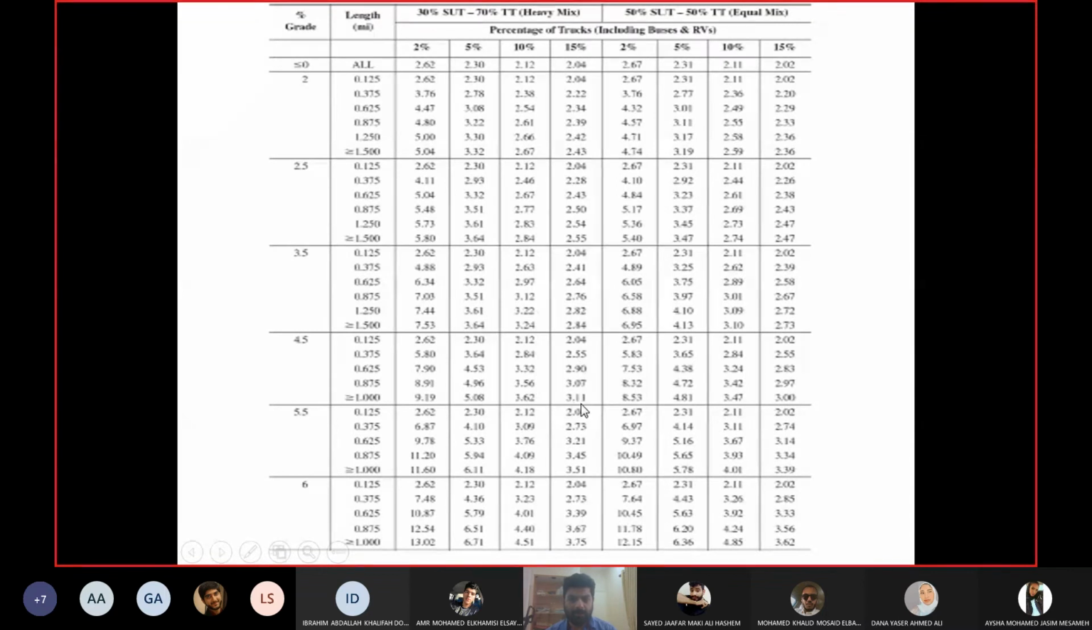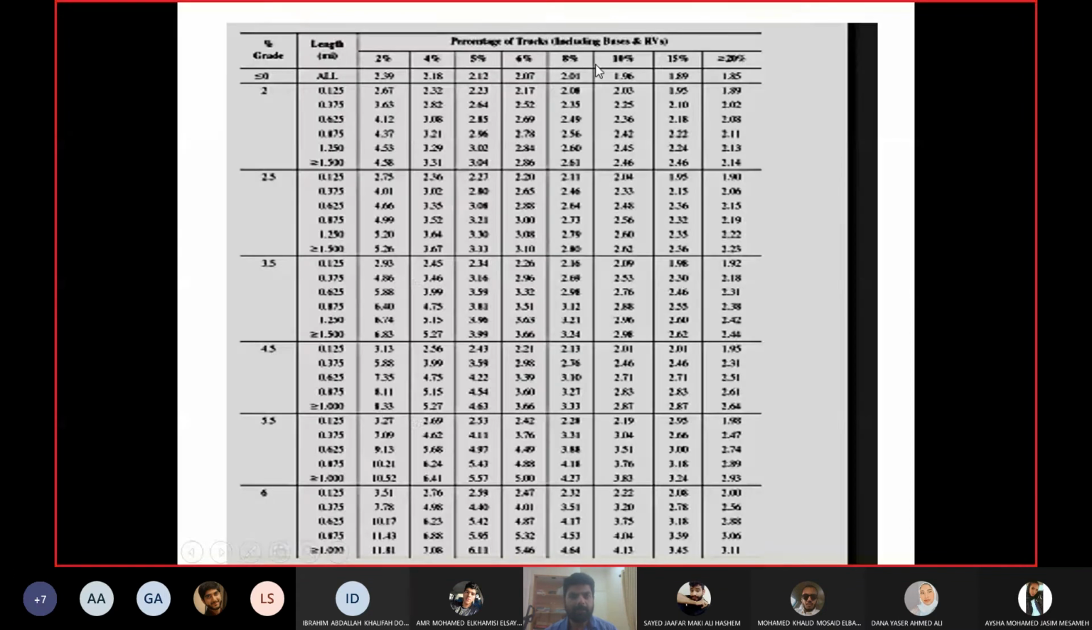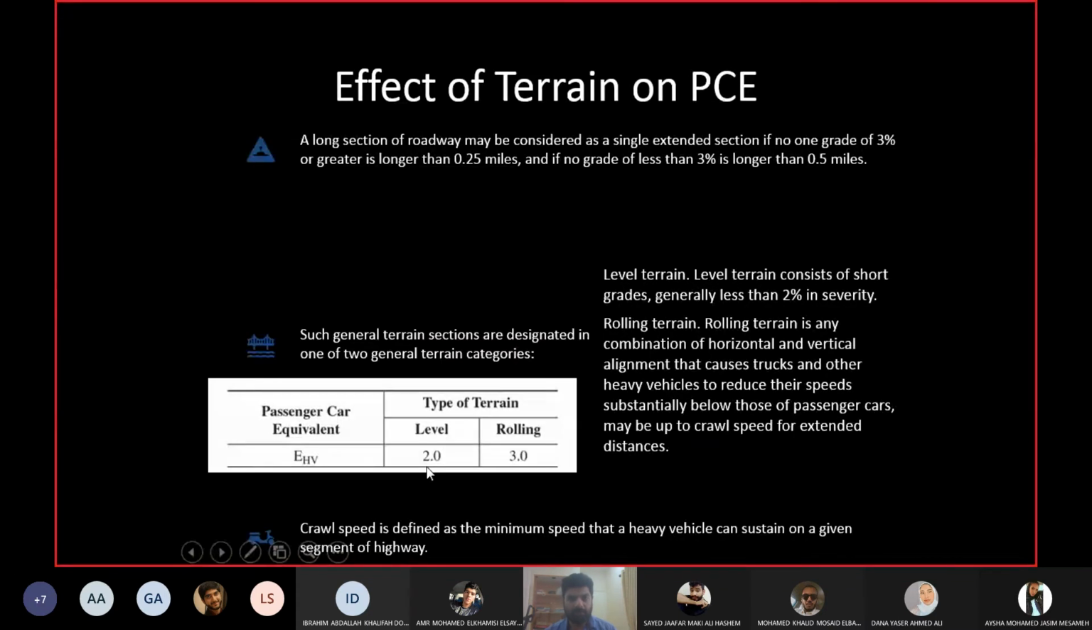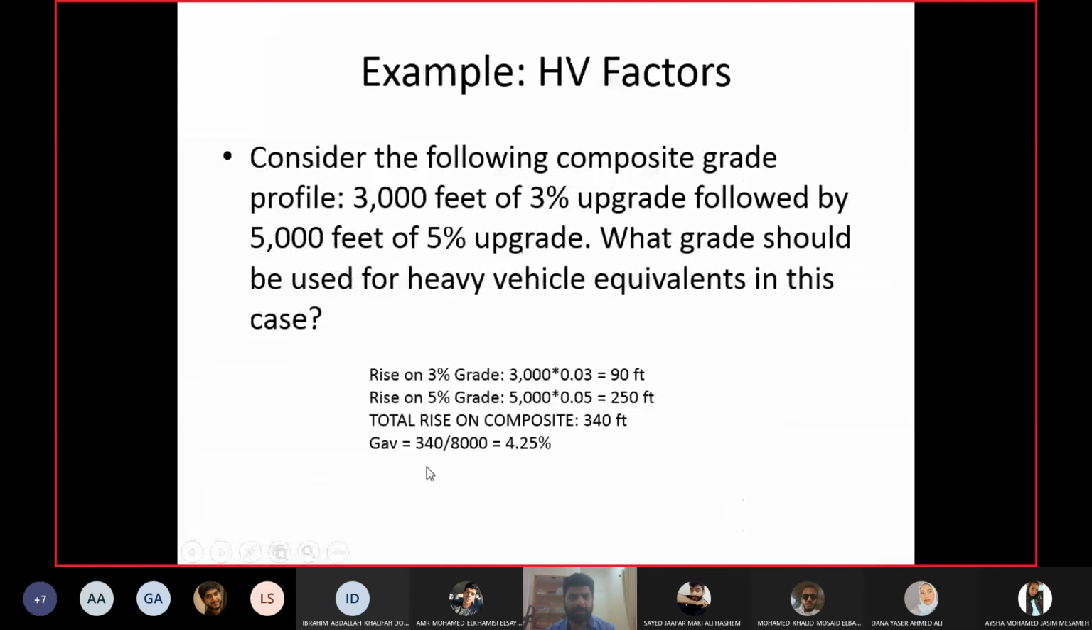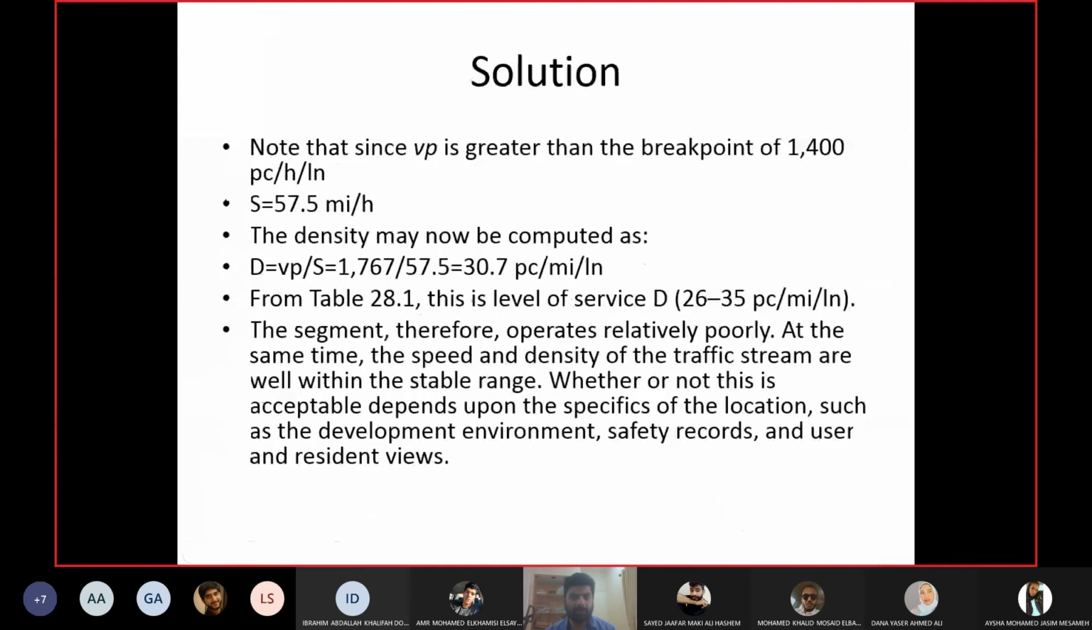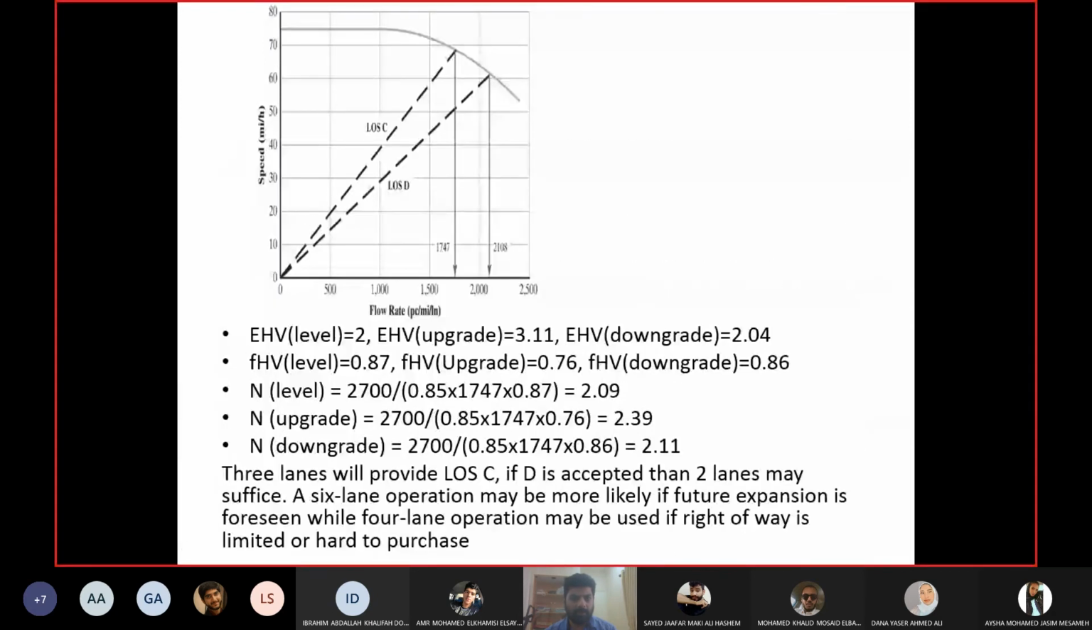So you will take this value, 3.11. I'm talking about now EHV. So EHV will be taken as 3.11 for the upward gradient, 2.04 for the downward gradient. I told you whenever you have downward gradient, you will just take the value of 0%. And for the level terrain, EHV will be taken as 2. So you will have 3 values of EHV and 3 values of FHV as well: 2, 3.11, 2.04.